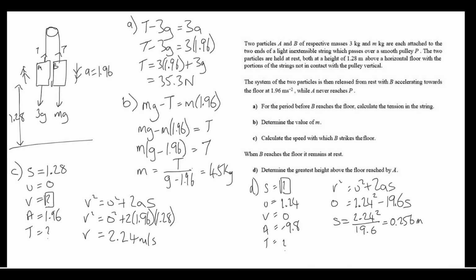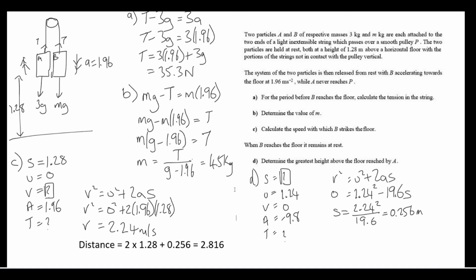Before the system broke, how high was particle A above the ground? It was 2 times the 1.28. It was 2.56 meters above the ground. If we add these together, the 2.56 and the 0.256, we get the total height above the ground, the total distance from the floor, 2.816 meters.